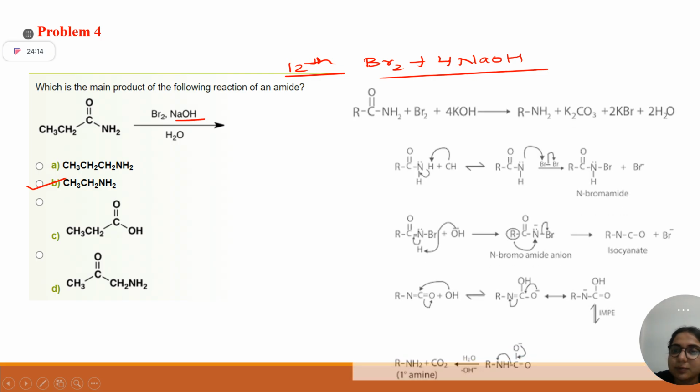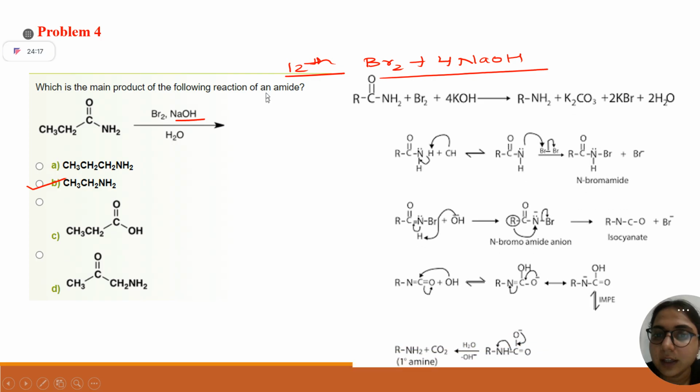Let's see its mechanism also. Here only one change is there: the base is potassium hydroxide. Let me use the pointer. So the amide is there, correct. The base is there. First the base will abstract one proton of this NH2. It will become NH negative. Let me write it myself.